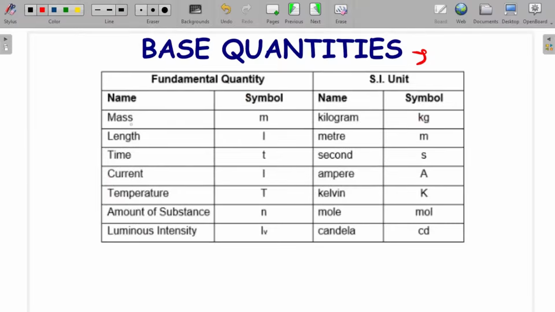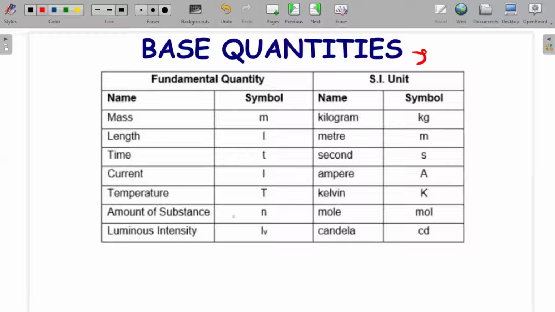These are what we call the base physical quantities. There's mass, which is represented by the symbol M. There's length, represented by this symbol L. Time, represented by T. Current, electric current, sometimes they'll put electric current, it's one and the same thing, which is represented by capital I or lower case i. There's temperature, represented by T there. There's amount of substance, which is represented by N, but also luminous intensity.